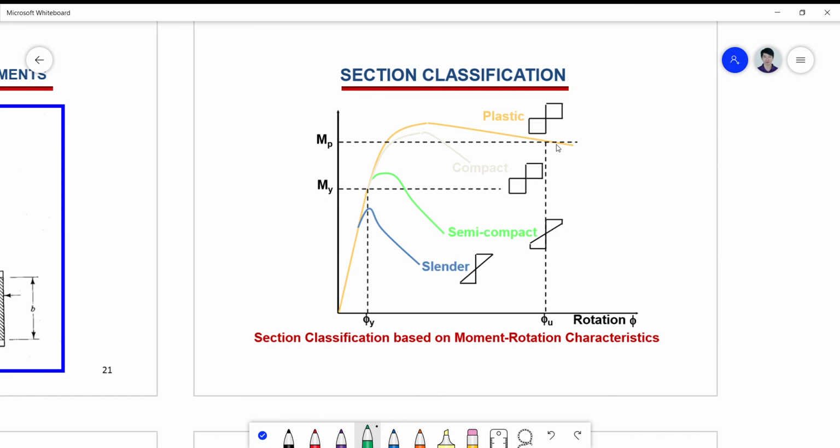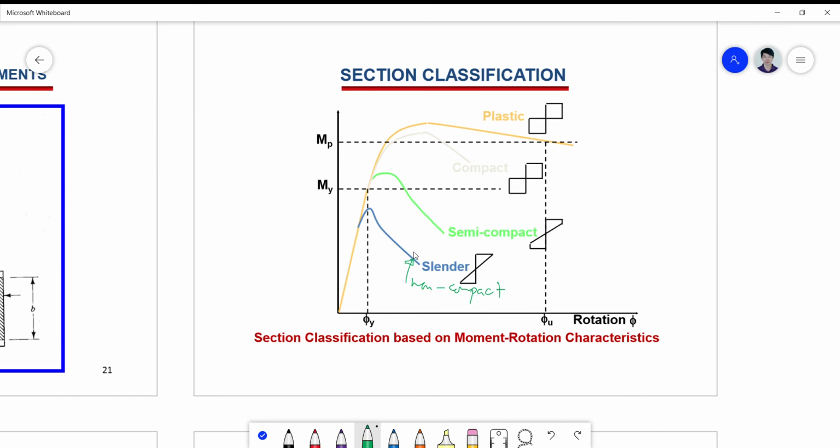So, kung mapapansin mo dito, yung mga curves natin, kulay blue, green, ito, medyo blurred siya, tapos dito, yellow. So, it ranges from slender. Ano itong slender? Ito yung non-compact limits natin. Okay? Non-compact. Ito yung limit natin ng non-compact.